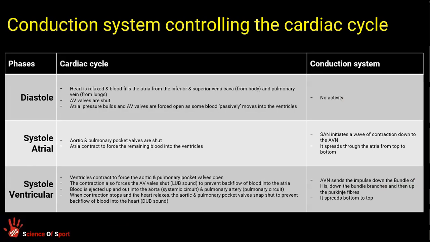This, again, pause the video, this is integrating the conduction system activity and what happens in the cardiac cycle. So while the heart is in diastole, i.e. relaxed and filling, there is no conduction system activity, no neural activity. And of course, when the atria contract, stuff happens, and when the ventricles contract, stuff happens. This makes this happen. This makes this happen. So pause the video and have a little look.